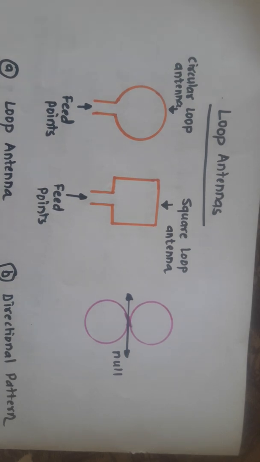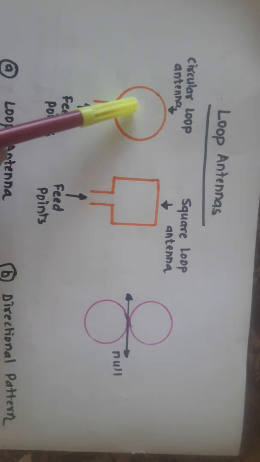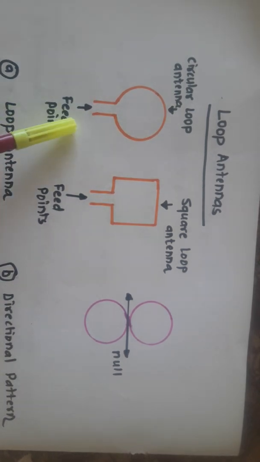If we see the diagram of the loop antenna, it is nothing but a single turn coil which carries current through it. One conductor we have taken and just made a loop of that conductor. That conductor itself acts as a radiator because of the loop-like structure. Here you are observing a circular loop antenna. The structure designed here is circular in nature, and the feed points are created over here.